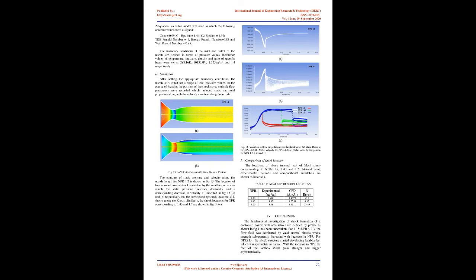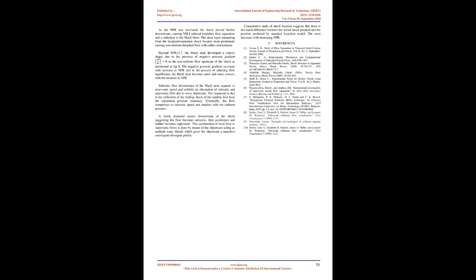H. Simulation. After setting the appropriate boundary conditions, the nozzle was tested for a range of inlet pressure values. In the course of locating the position of the shock wave, multiple flow parameters were recorded, which included static and total properties along with the velocity variation along the nozzle. Fig 13. A. Velocity contours. B. Static pressure contour. The contours of static pressure and velocity along the nozzle length for NPR 1.2 are shown in Fig 13. The location of formation of the normal shock is evident by the small region across which the static pressure increases drastically and a corresponding decrease in velocity, as indicated in Fig 13, A and B respectively, and the corresponding shock location, X, is shown along the X-axis.